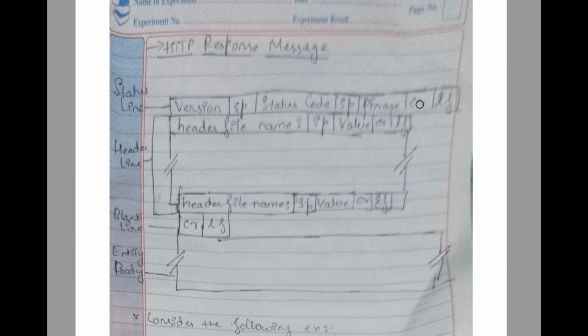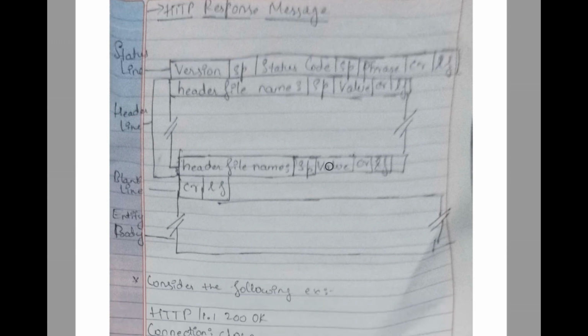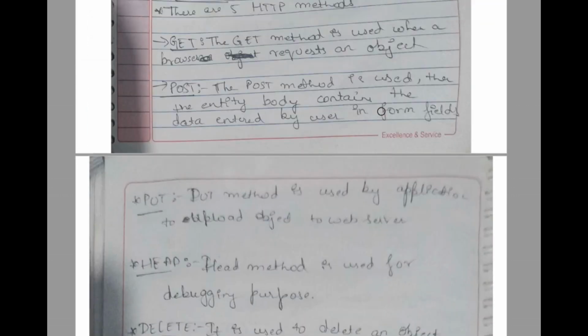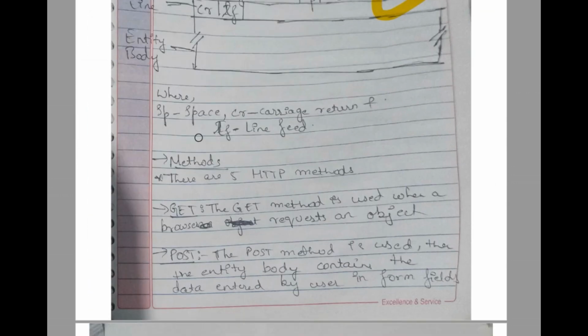If the question for HTTP request message and response message is asked for 10 marks, and if you draw these two diagrams only, you can get at least 5 marks. That's why I'm telling you the diagram. The only difference is the first line. Here SP is space, CR is carriage return, LF is line feed.